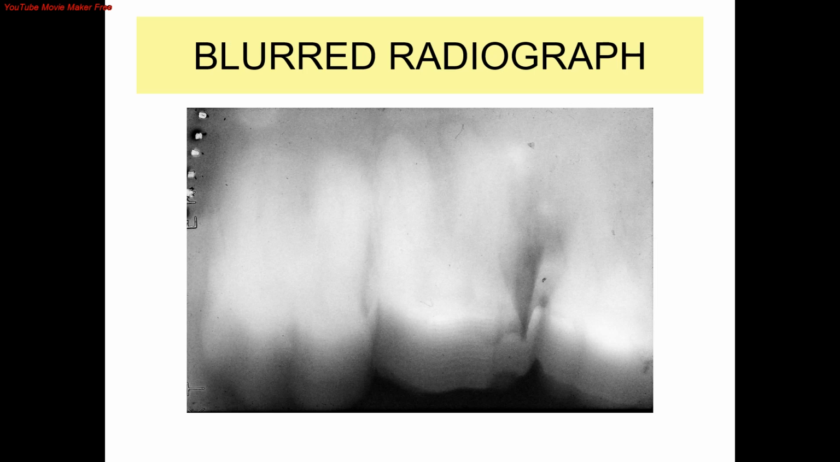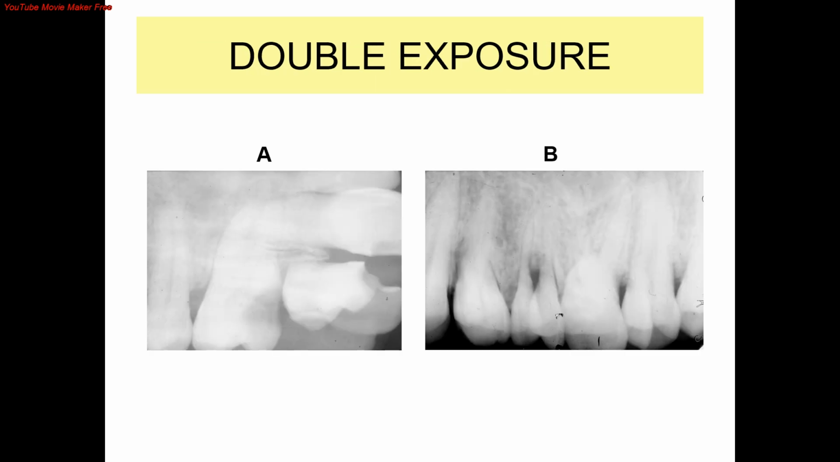Next common mistake is blurred radiograph, and is usually due to the following four reasons. First, movement of the film while exposure, movement of the patient while exposure, movement of the tube while exposure, or double exposure. Now this film shows a double exposure and usually happens in a busy practice or a dental college. Here a single film is exposed twice and then developed normally.